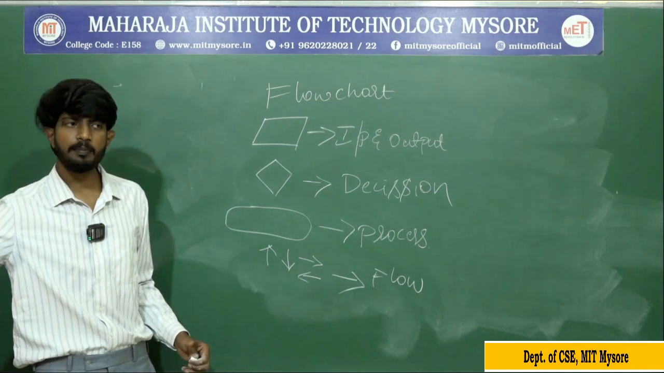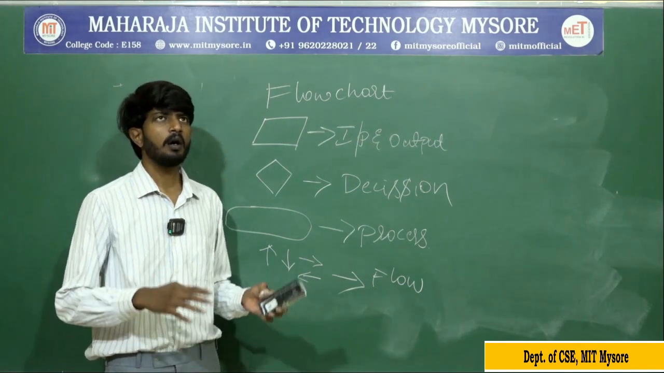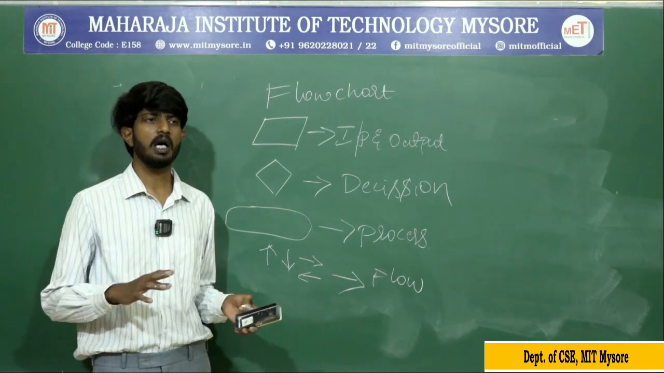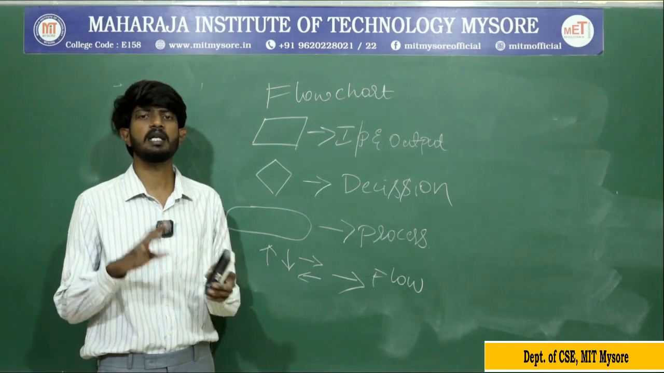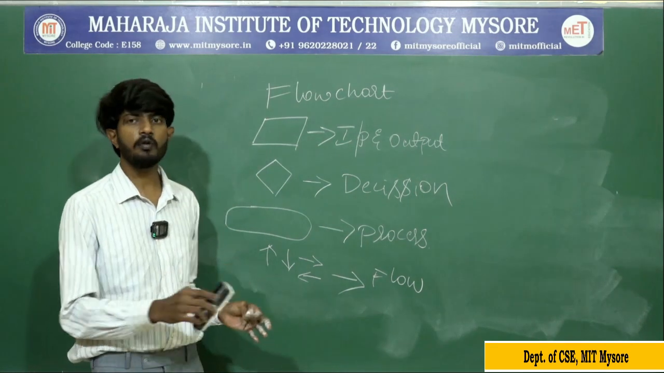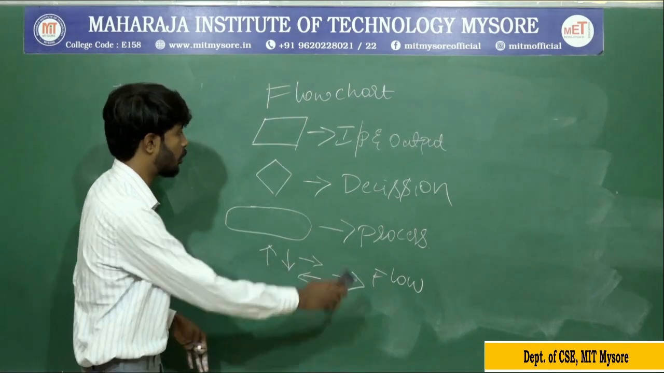Now for example, we are going to do one program: if the age of a student is higher than 18, he can vote. If he is less than 18, he cannot vote. This is the output of the application. So now we are going to write the flowchart for this code.